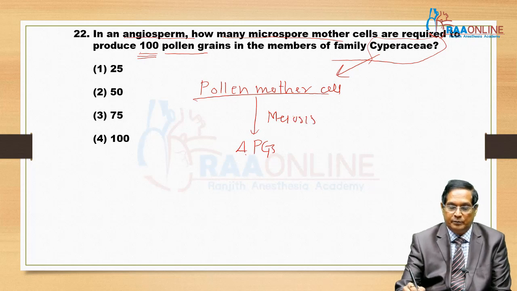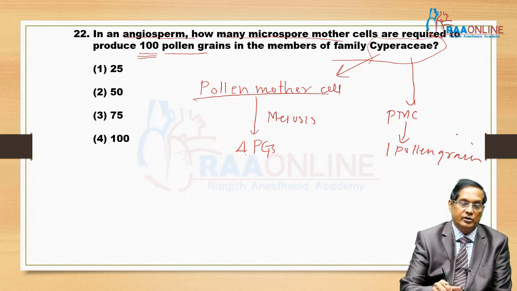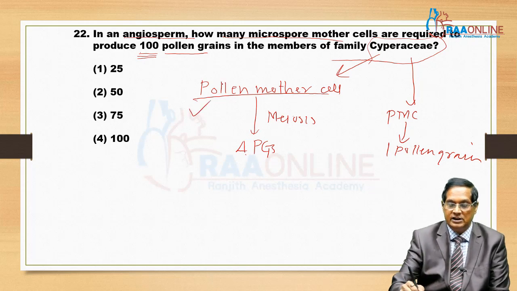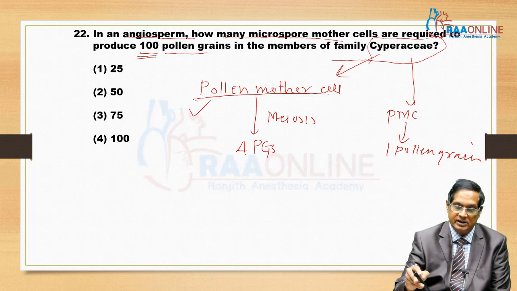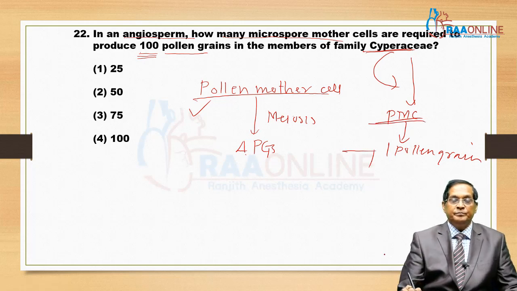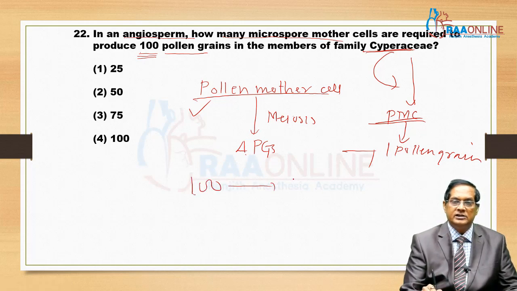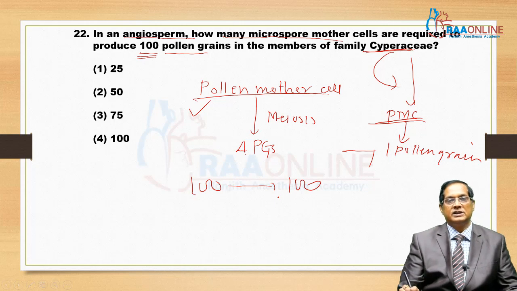Meiosis. But in the Cyperaceae family, 1 PMC produces only 1 pollen grain. This is the normal case, but this is the exceptional case, family Cyperaceae. Its PMC produces only 1 viable pollen grain. So to produce 100 pollen grains in Cyperaceae, 100 pollen mother cells are required.